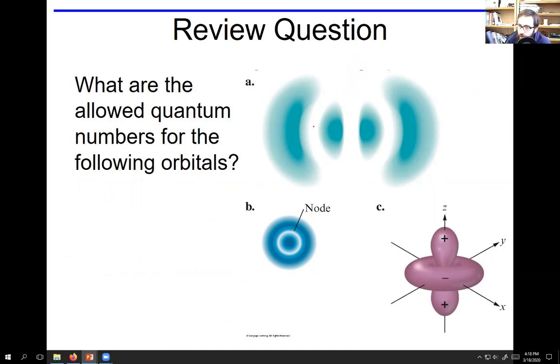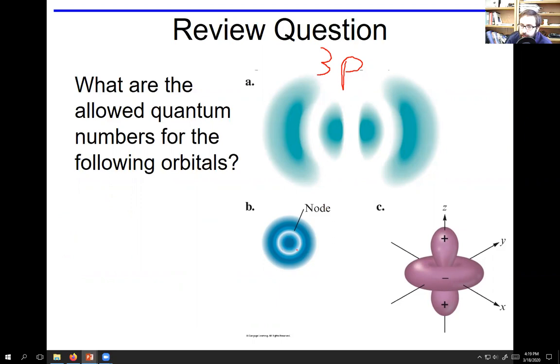All right, but now we have an extra node here. We have 2 nodes, right? We have kind of the default node, but we also have a radial node. There's a default planar node that makes it a dumbbell. This is the radial node. So it's gonna be 1 higher than the lowest one we can make because we have a radial node. So that's gonna be a 3p.